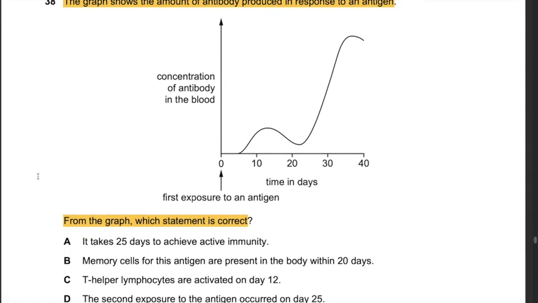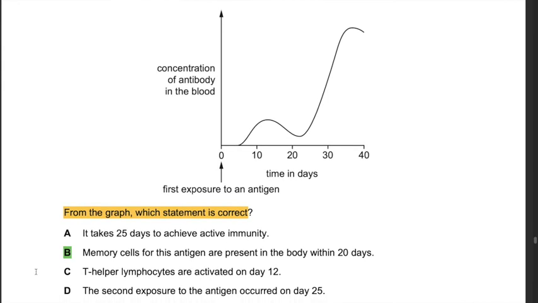B. Memory cells for this antigen are present in the body within 20 days. Yes, we can conclude this statement being correct, as within 20 days, due to exposure to the same antigen, the concentration of antibody rapidly rises. Hence, we can conclude the fact that memory cells are present. Therefore, the answer should be B.